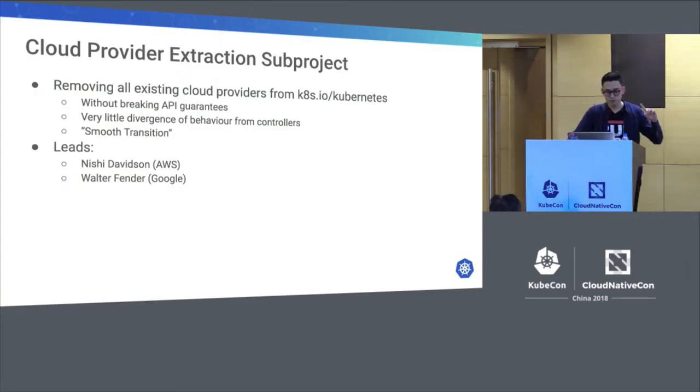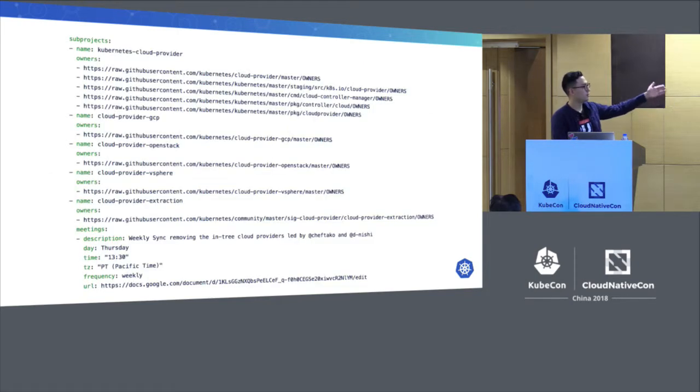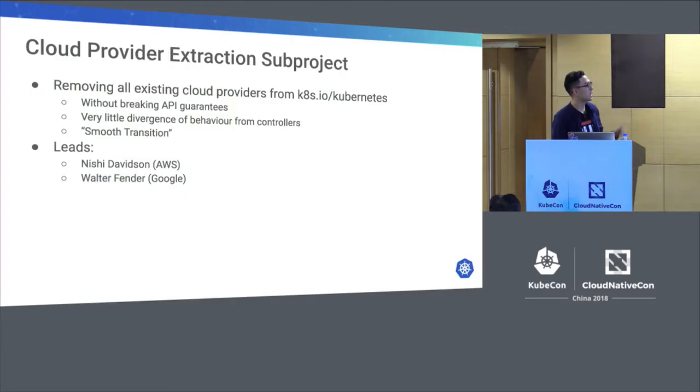If you go back to the slide, yeah, we have various controllers and the cloud provider interface that we own, but I wanted to highlight specifically the cloud provider extraction subproject. This subproject is dealing with specifically how to remove existing cloud providers in the main Kubernetes tree. So AWS, GCP, VMware, OpenStack, trying to get those providers into their own out-of-tree repos.